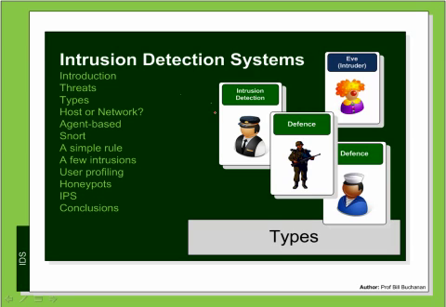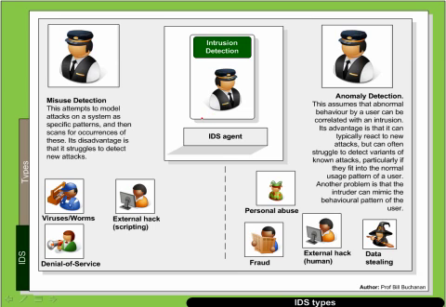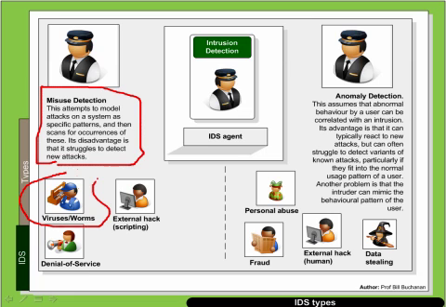Okay, so what are the different types of intrusion detection system that we can have? Basically, the main type is misuse detection, and that typically uses standard signatures which have been well proven and developed. This type of system is good for detecting worms and viruses, scripting attacks, and also attacks such as denial of service.